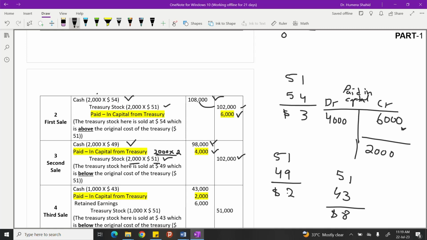Okay, now 1,000 shares are reissued, 43,000 cash you get because 43 was the sale price. Treasury share gets credit 1,000 shares with its cost, that is 51,000. The shortage is $8, multiplied by 1,000, so we need 8,000. Do we have 8,000? We have only 2,000, so we can debit paid in capital with 2,000, not more than that. When we debit paid in capital from treasury stock with 2,000, we still have a shortage on the debit side of 6,000. So that will be deducted from the retained earnings. Okay.